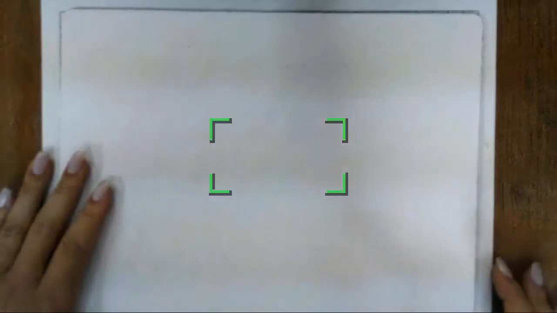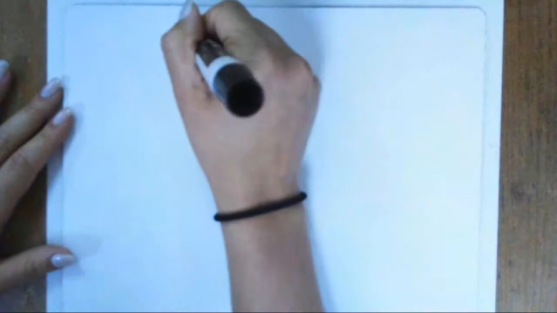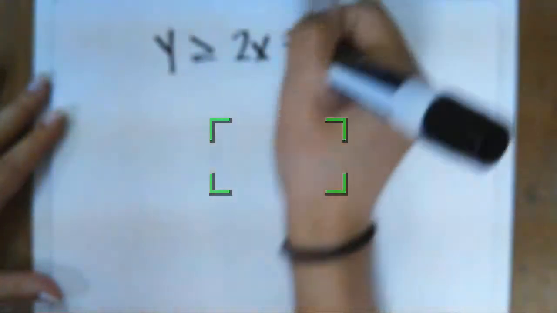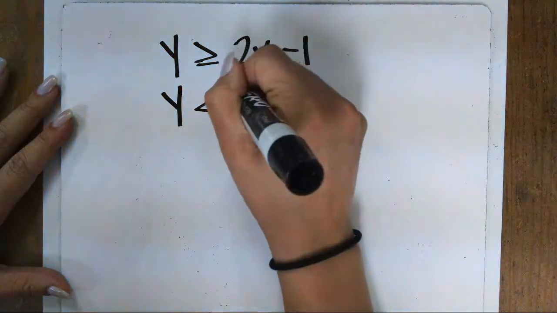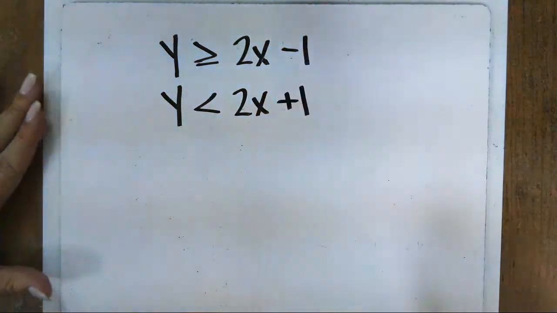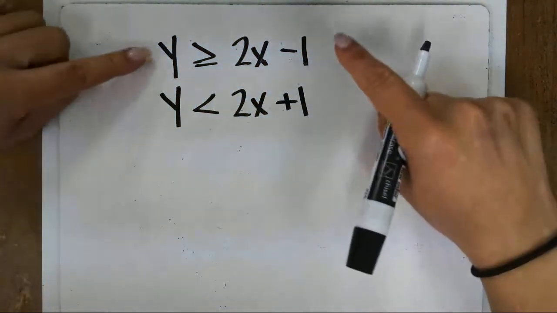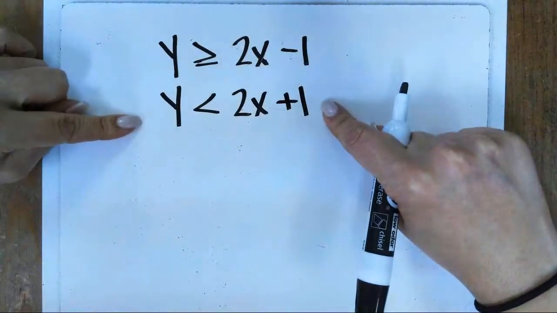Okay, so let's go ahead now and do some parallel lines. I'm going to give them to you written in slope-intercept form because it'll be easier and save us some time, but please make sure that you know how to rewrite an inequality from standard form to slope-intercept form. So if I have y is greater than or equal to 2x minus 1, and let's do y is less than 2x plus 1. This is going to be a solid line, this is going to be a dotted line.